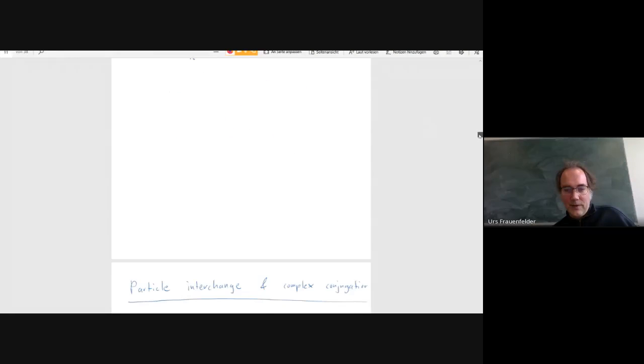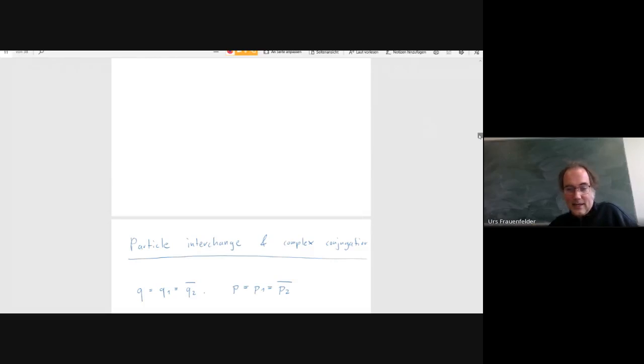And now we want to look at the case for Langmuir, where we have particle interchange and complex conjugation, or reflection at the line. So we do the same thing as we did before.